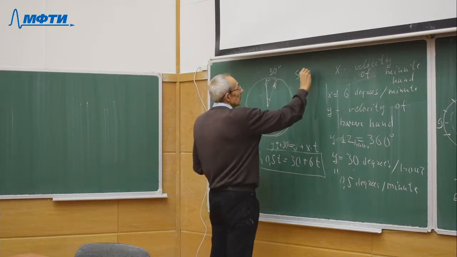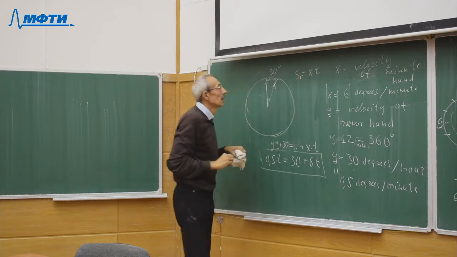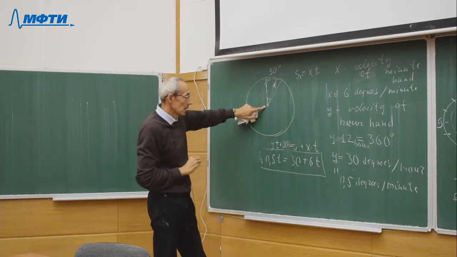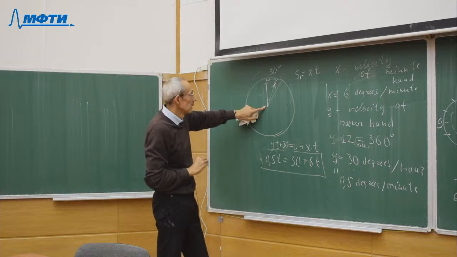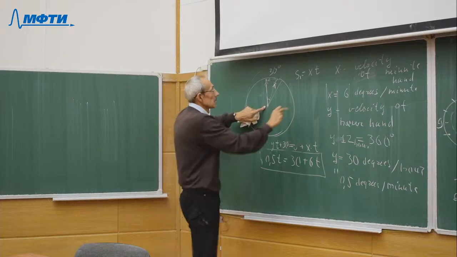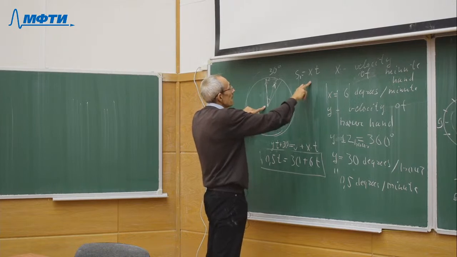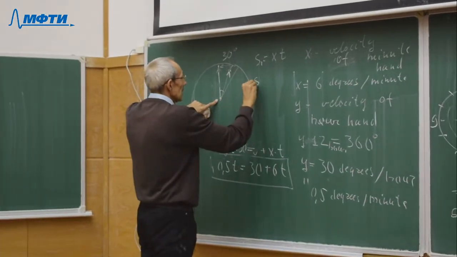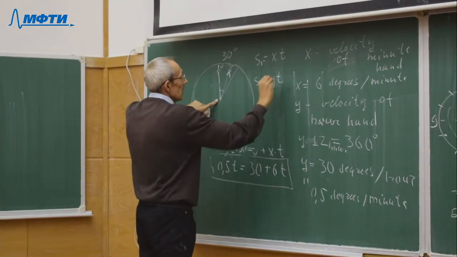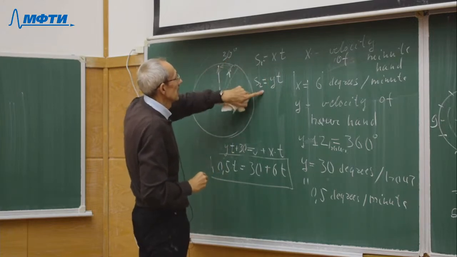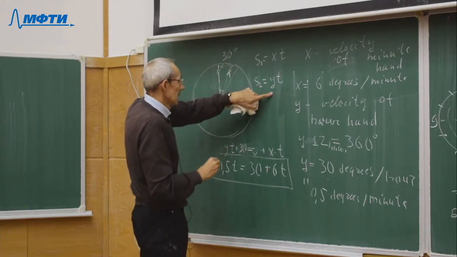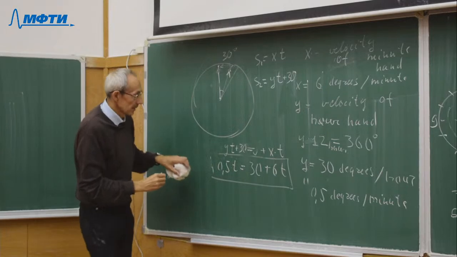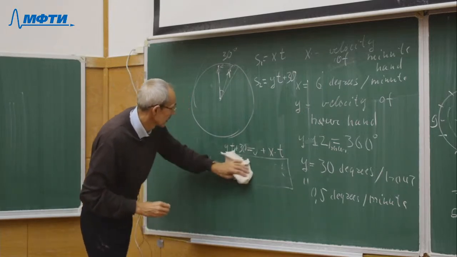S1 is the way for the midland hand, and S2 is the way for the whole hand, and this way is equal this way plus 30 degrees, and this is a wrong equation.